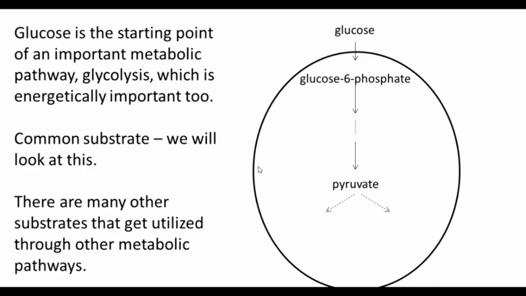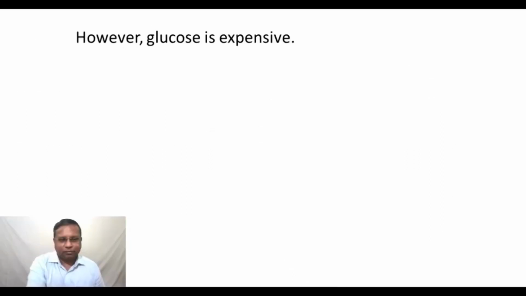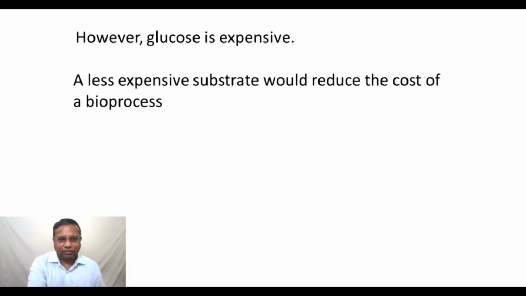In fact, many times if there is a mixture of substrates, cells tend to prefer glucose sometimes. However, from an industry perspective, glucose is expensive. So if you start with an expensive raw material, expensive substrate, the product is going to turn out to be more expensive. So if you have an alternative for glucose that is not as expensive, then that's much better for the industry, because it reduces the cost of the bioprocess.